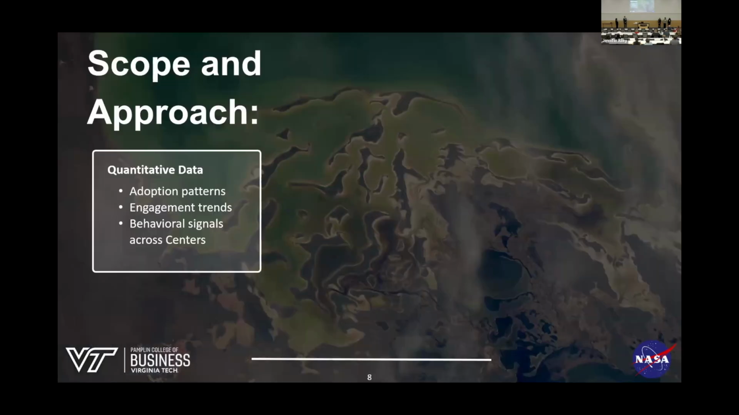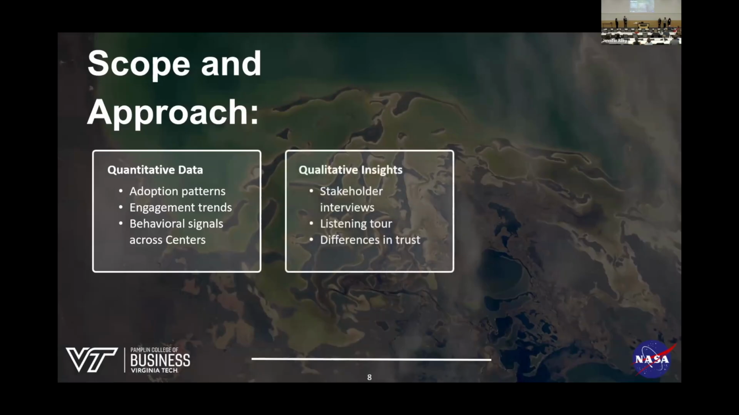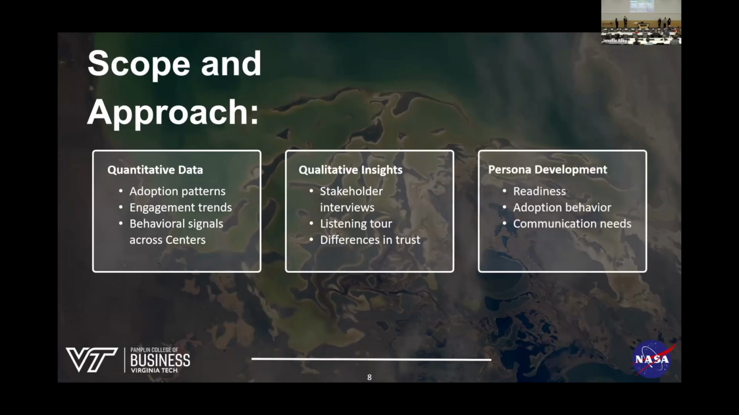To tackle this challenge, we focused on two key aspects: the organizational and behavioral parts. First, we analyzed Copilot usage data, the most mature data set available to us, in order to learn more about adoption patterns, engagement trends, and behavioral signals across centers. Next, we conducted stakeholder interviews and listening sessions across both centers and leadership groups. Third, we synthesized both the data and the interviews into workforce personas to answer more questions like the differences in trust, readiness, adoption behavior, and communication needs. This combination allowed us to understand not just what is happening, but why it is happening.